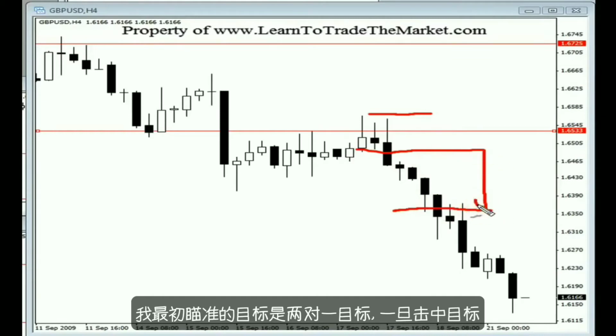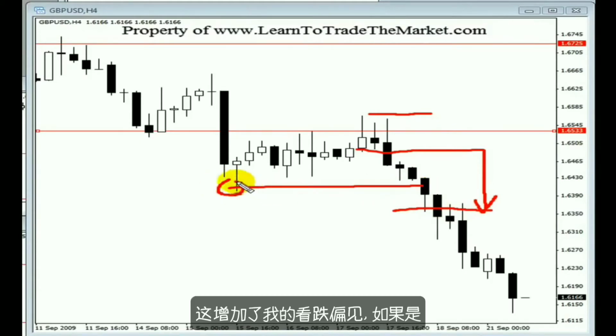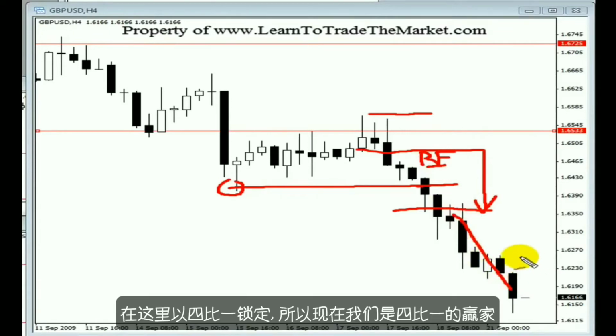Okay. Once it hit the 2-to-1, I was quite bearish on this because we actually took out this low. So this increased my bearish bias. I moved to a break-even stop through here. That was a break-even stop. I then let the trade run. Now the market proceeded lower, and I locked in 4-to-1 right here. So that was a 4-to-1 winner.